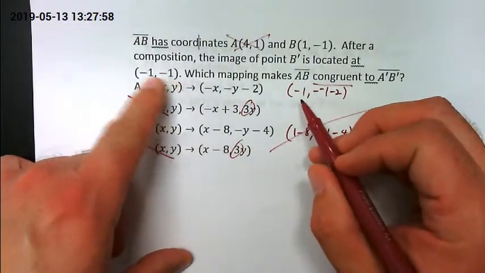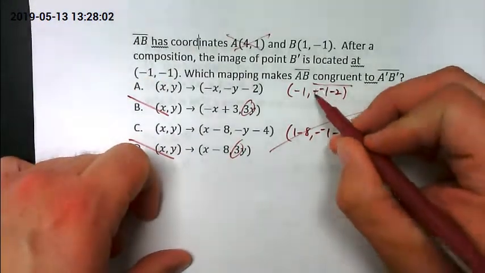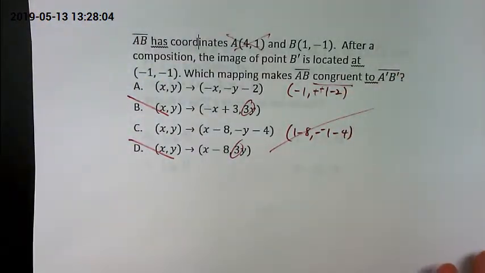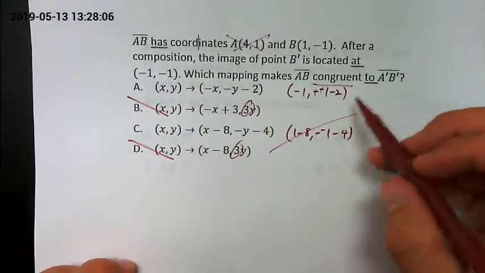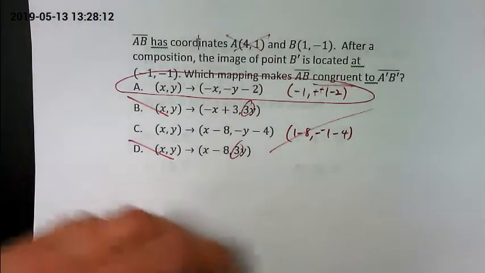Yeah. Negative 1. Hey, we're good on x. The other one, a negative and a negative become a positive. Positive 1 minus 2 is negative 1. That one works. All right. Okay, next.